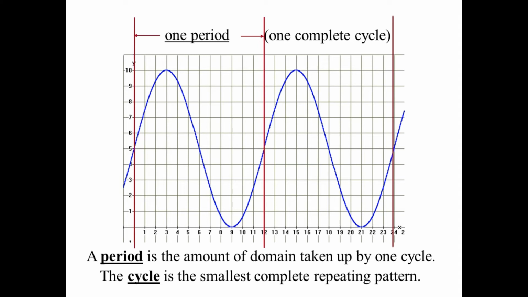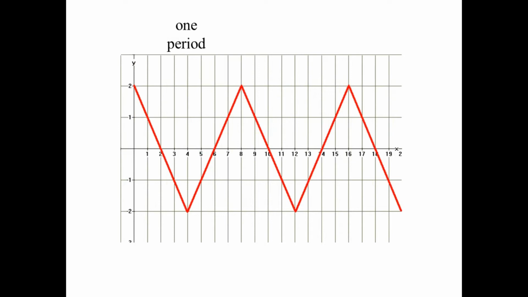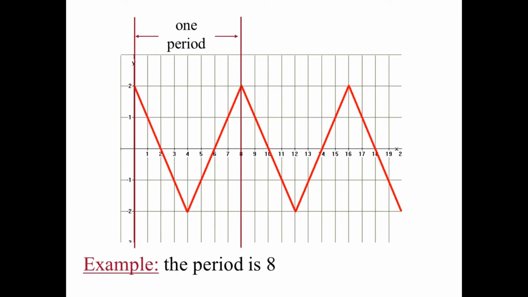So we have a periodic function that has a repeating pattern of y values, which takes up a certain amount of domain along the x-axis, and that domain has a name. It's called the period of the function. In our example, the period is 12. Here's another example, and we can see that the pattern takes up 8 along the x-axis. The period is 8.